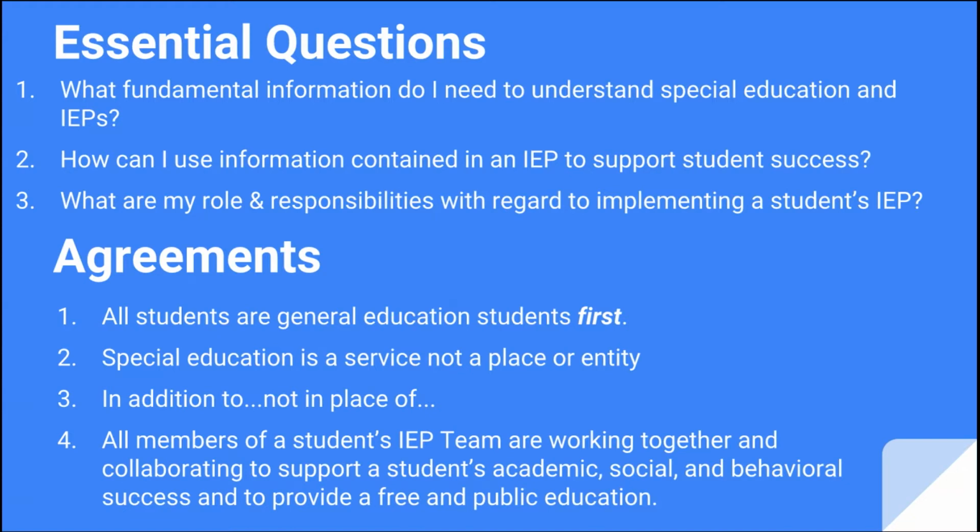Throughout the presentation, we will also work in the context of the following agreements. All students are general education students first. All students start out in general education and become eligible for special education through a process of evaluation. It is only when Tier 1 and Tier 2 supports and interventions have been exhausted that a student may be referred for a special education case study.